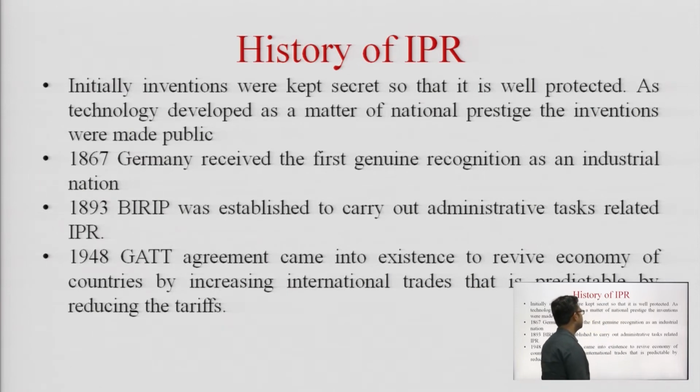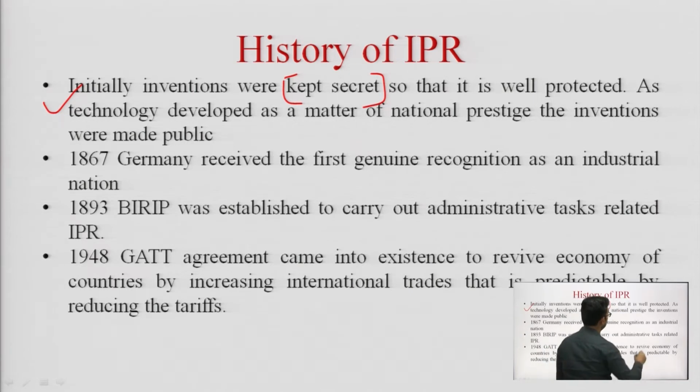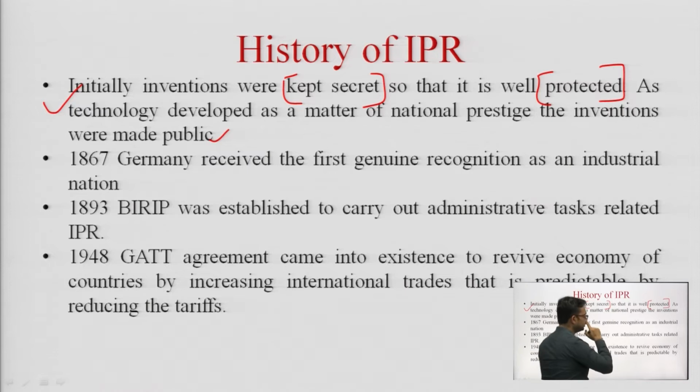Now, we will see some history of intellectual property right, when it was required, when it was felt that these IPR should be protected, or these IPR laws should be made. Okay. So, first of all, initially the inventions were kept secret, so that they are well protected. So, secrecy was maintained, and they protected it that way. As technology developed, as a matter of national prestige, the inventions were made public. But later on, when technology developed, those secrets had to come out in the public domain, so that they can be of benefit to the public.